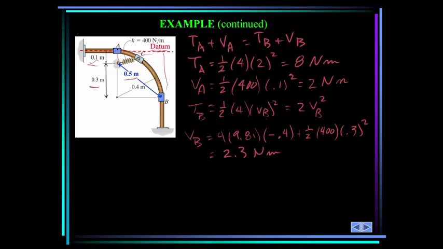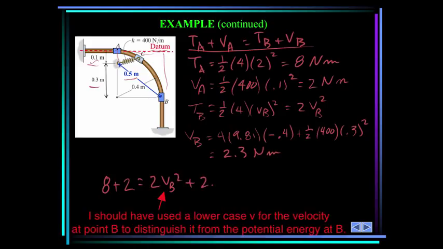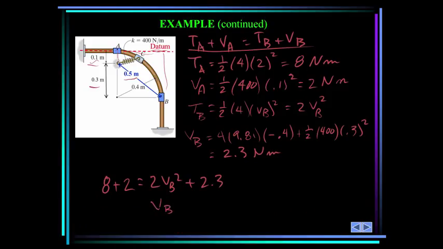So now we can go back to our equation here and substitute in the terms. TA is 8 Newton meters. V sub A is 2 Newton meters. That equals TB, which is 2 VB squared, plus VB, which is 2.3. And you can solve for the velocity at B and get 1.96 meters per second.